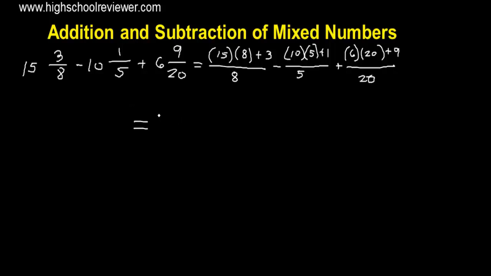15 times 8 plus 3, this is 123 all over 8, minus 10 times 5 plus 1, that is 51 all over 5, plus 6 times 20 plus 9, this is 129 all over 20. We will then add dissimilar fractions. First, we will get their LCD, or lowest common denominator. The LCD of 8, 5, and 20 is 40. Our denominator here will be 40.